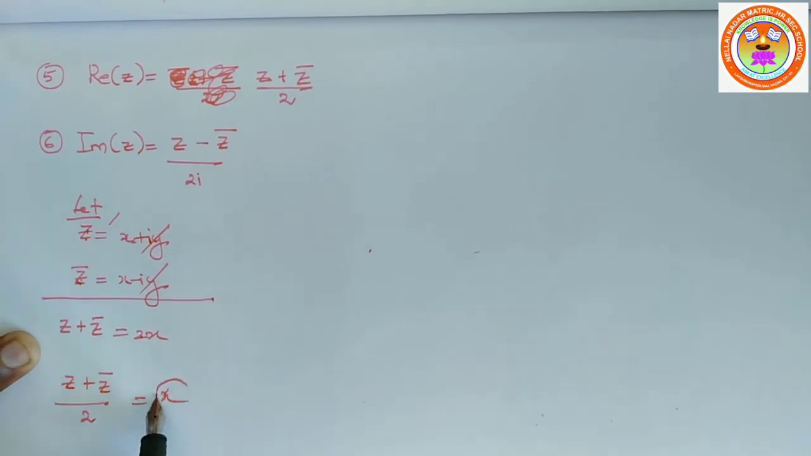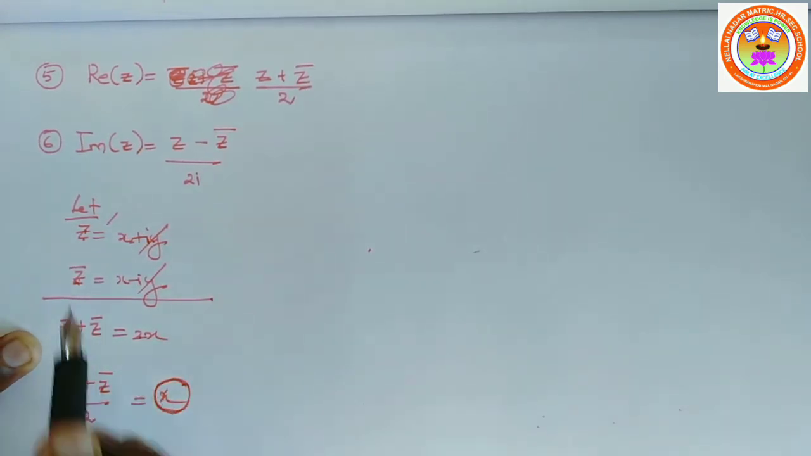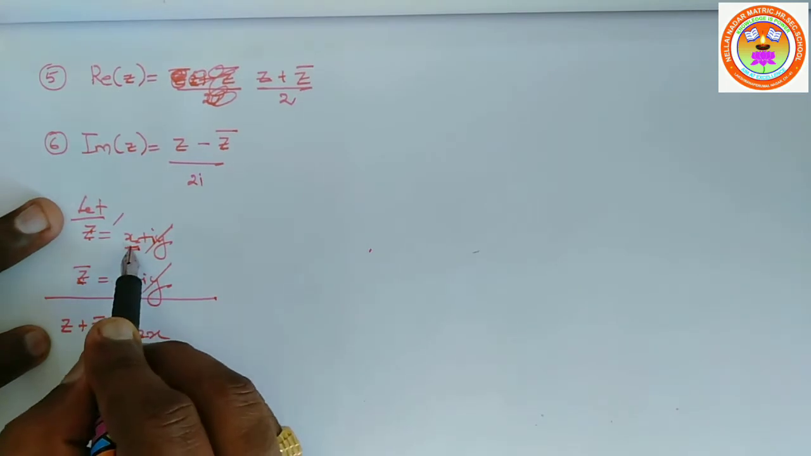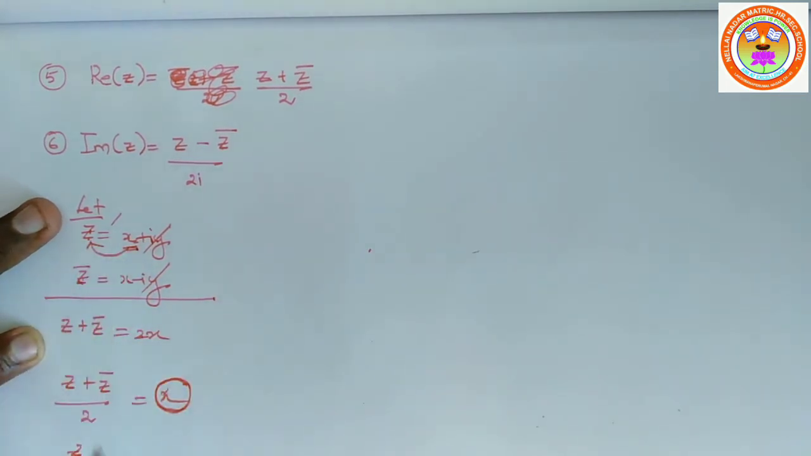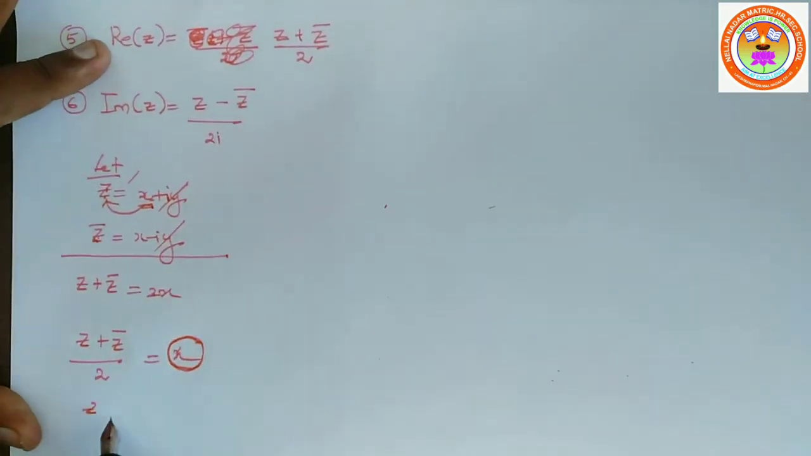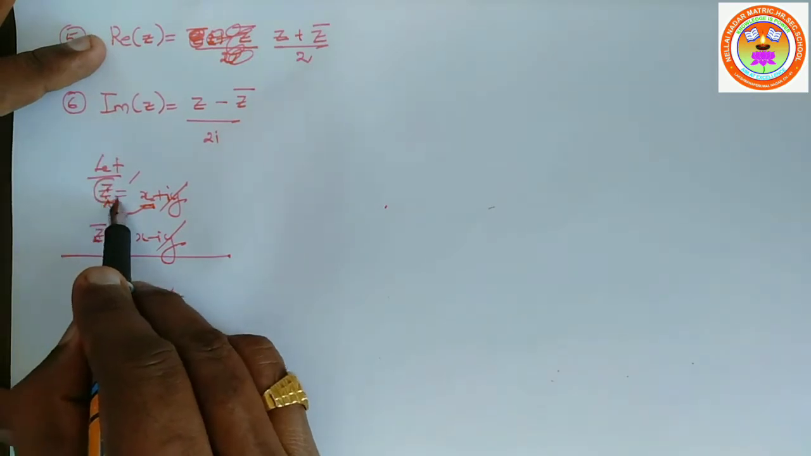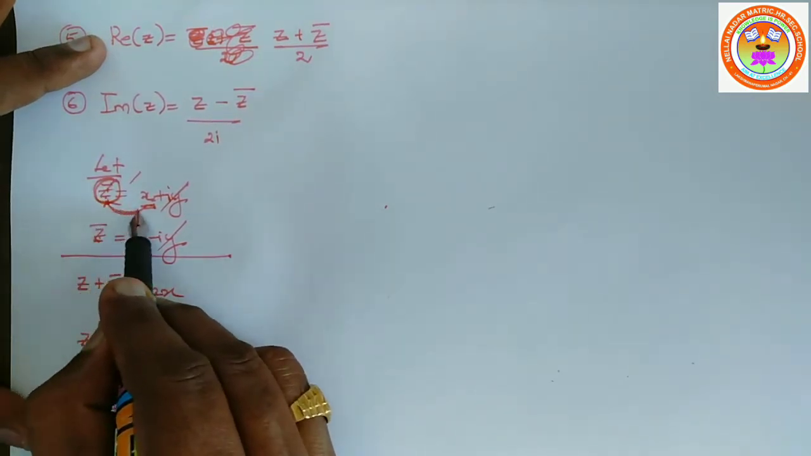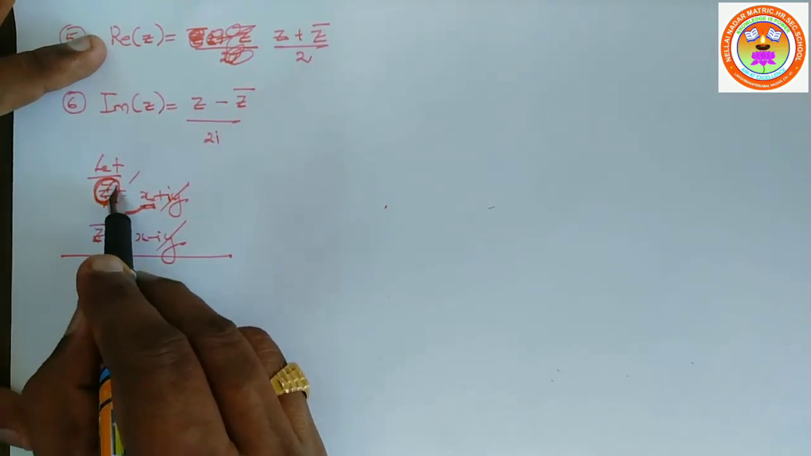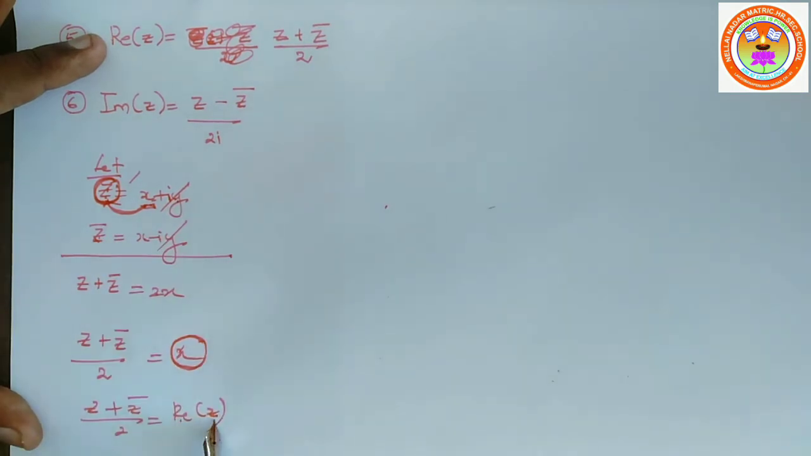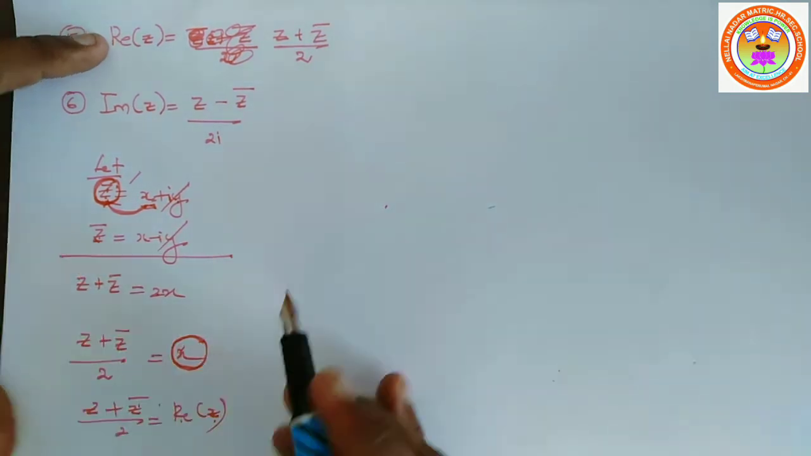So what is x? Check it. X is nothing but the real part of z. So z plus z bar divided by 2 is nothing but the real part of z. What is the real part of z? Nothing but x. What is the imaginary part of z? Nothing but y. The real part of z is nothing but z plus z bar by 2.